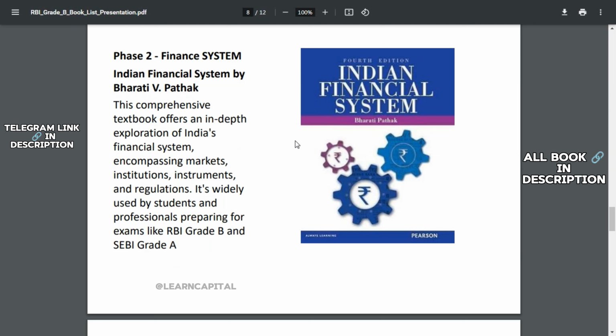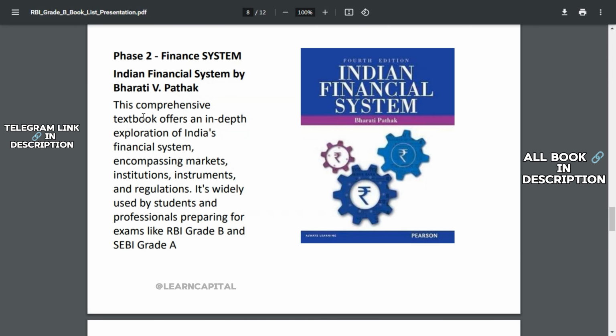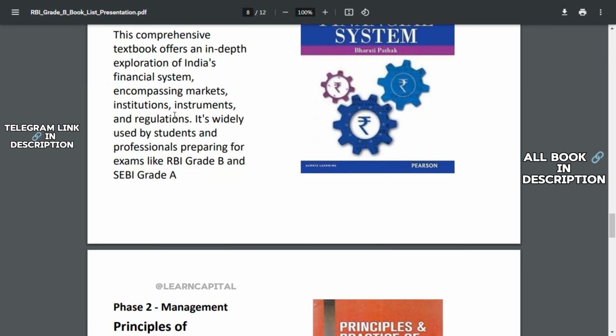Next is finance and management, because finance is a separate subject, management is a separate subject. So in phase 2, for finance, the Indian Financial System by Bharati Pathak. It is very knowledgeable, and it helps to pass professional exams like RBI and SBI Grade A. So I recommend you take this book, or if you have any other book, you can take it. I'm not forcing you, but all the books are in the description.